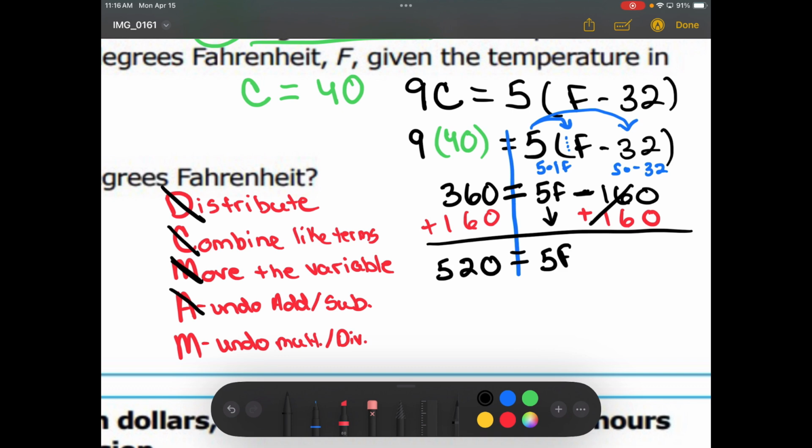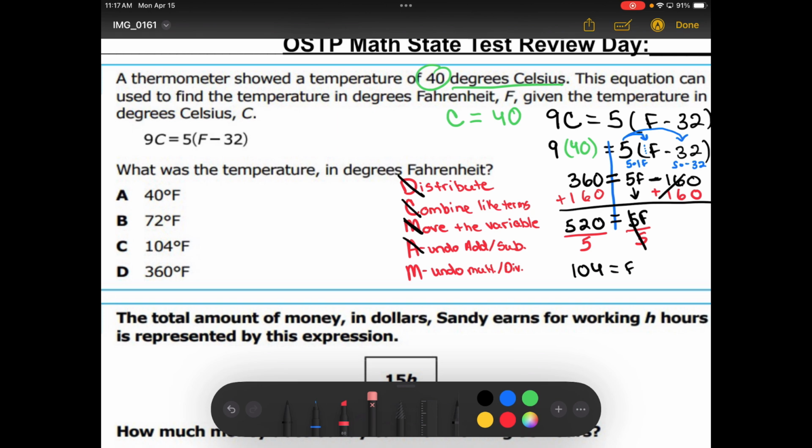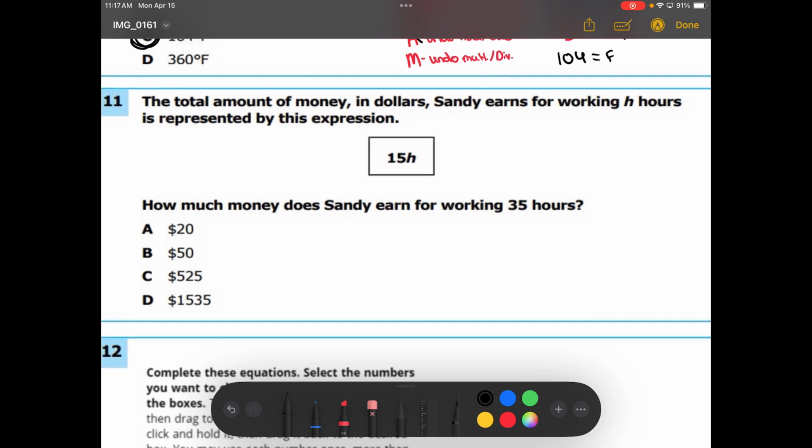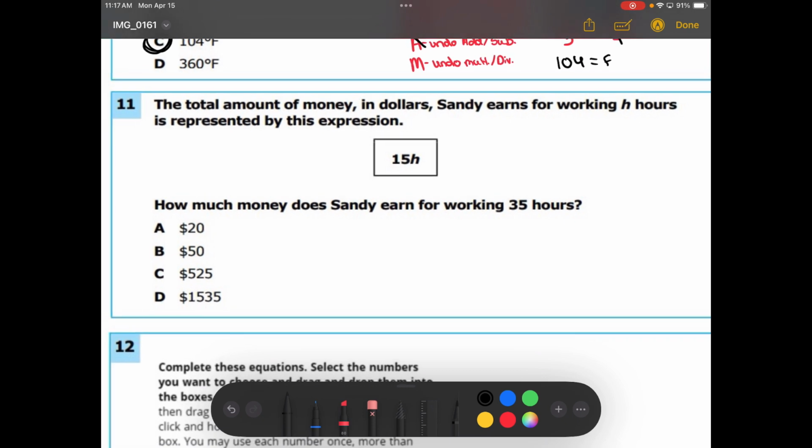Now we are on the last step. Undo multiplication or division. What does it mean when a number is right next to a variable? Multiply. So that 5 is right next to the F. They are being multiplied. How do I undo that? With division. What am I going to divide by? Good. What you do to one side, you must do to the other. Fantastic. What is 520 divided by 5? It's 104. A, B, C, or D? C. 104.